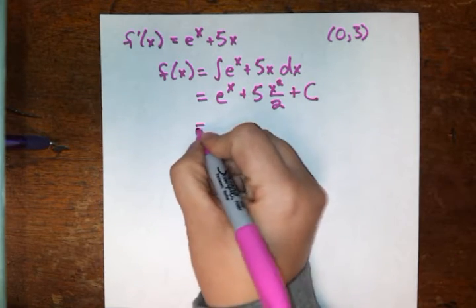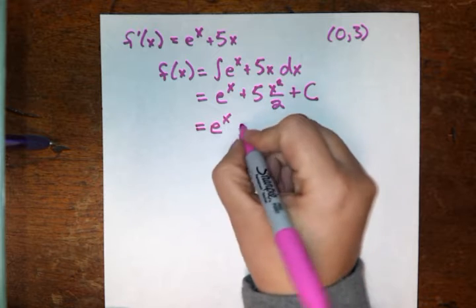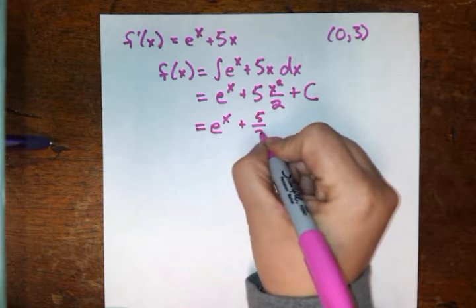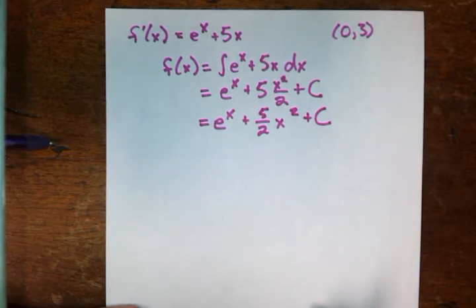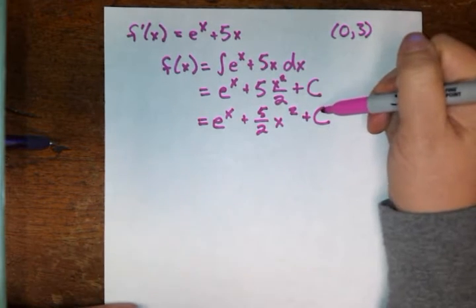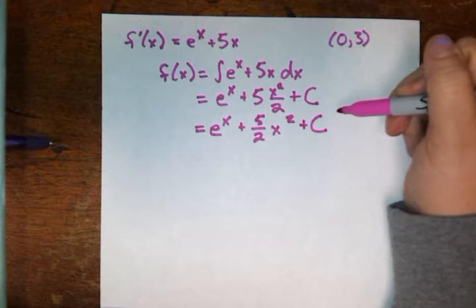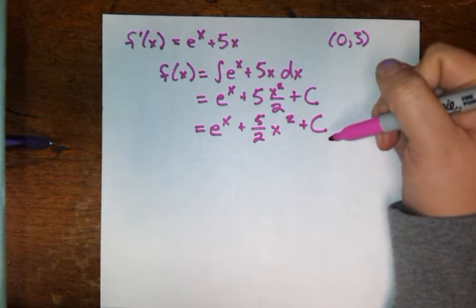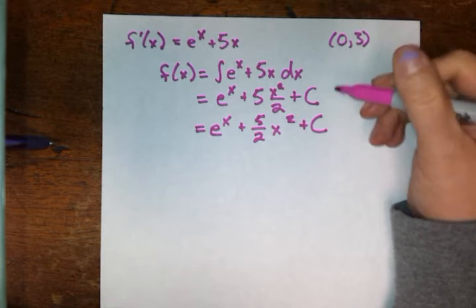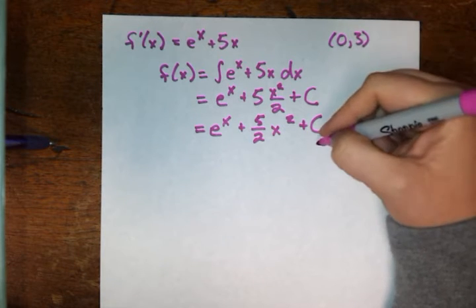Let me rewrite this just a little bit, clean it up. I'm just going to do 5 halves x squared plus c. That might make things easier to see. So I'm super close. I almost have the answer they're looking for, but I need to figure out what c is. Well, I can't do that unless I know something about that original function.